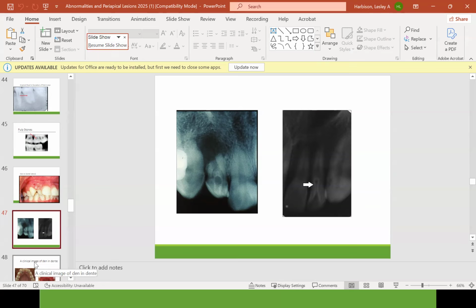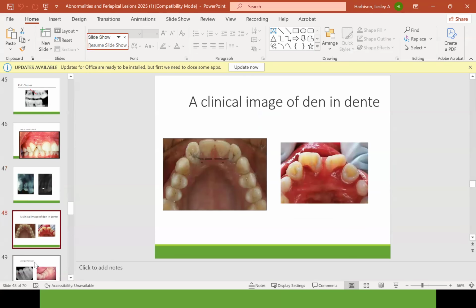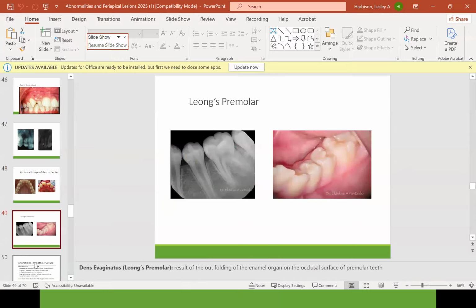On slide 48, a clinical image of the dens in dente. Especially from the lingual or the occlusal perspective, you can see it has a really different look to it. And then the Leong's premolar, you can see it has a little pokey, sticky-outy, extra funny-looking cusp there on the occlusal surface of the premolar.